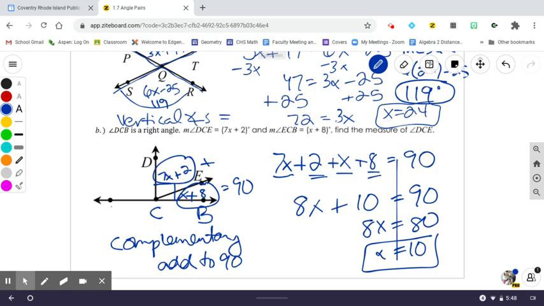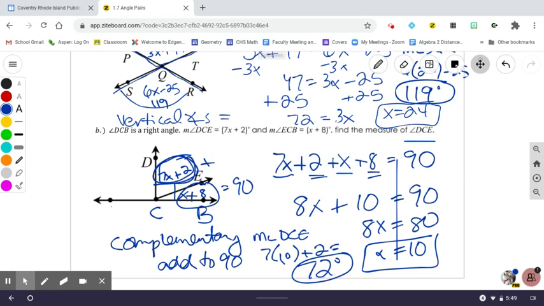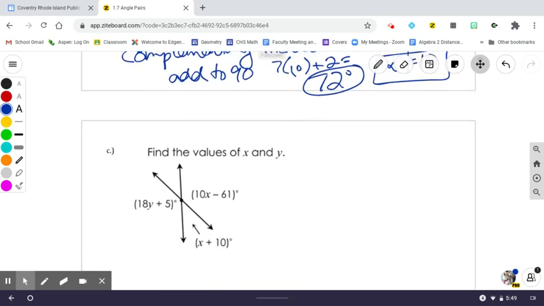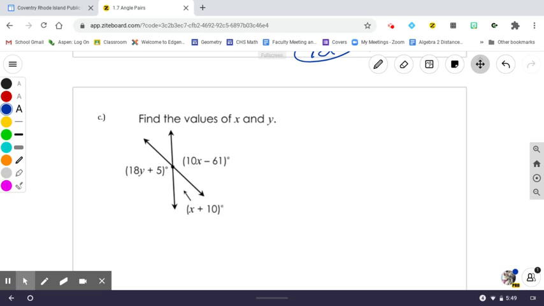Not only did it ask for x, it also asked for the measure of angle DCE. So DCE, I'll fill it in right here. DCE is this one, 7x plus 2. So you're going to do 7 times 10 plus 2. So 70 plus 2 is 72 degrees. So that's the measure of angle DCE. So I wrote the equation, I added them to 90 because they're complementary, and then solved for x and plugged in. The last example that we're going to do, you're asked to just find x and y.